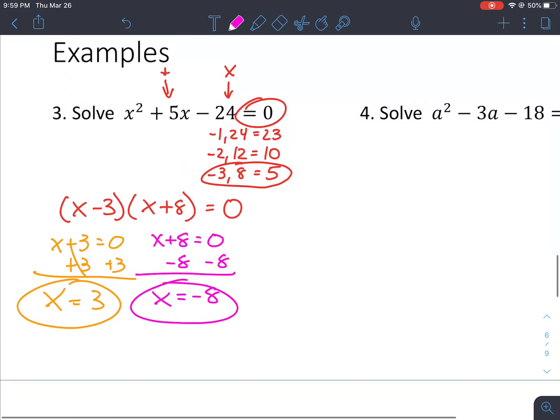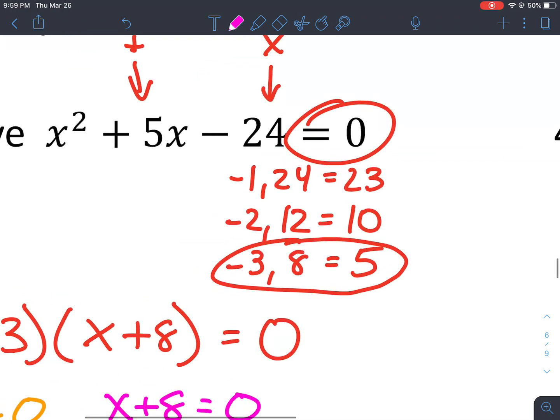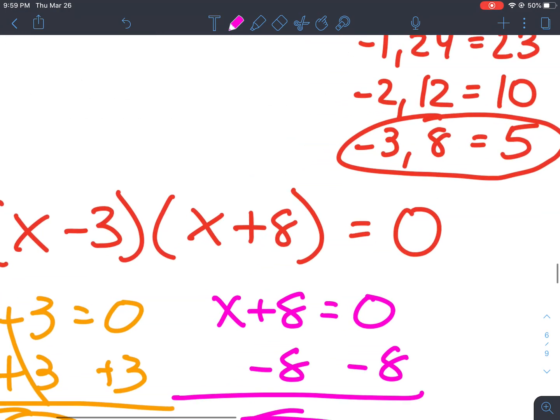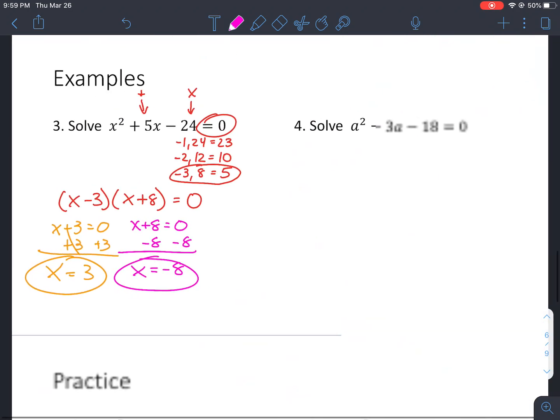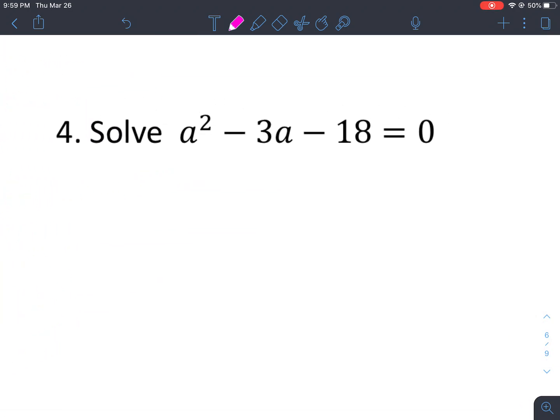Okay, so we're taking that process of factoring that we learned last unit, getting to that factored form, and then applying that zero product rule. Okay, let's try another one.